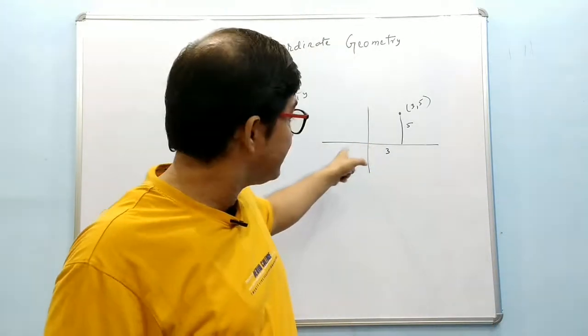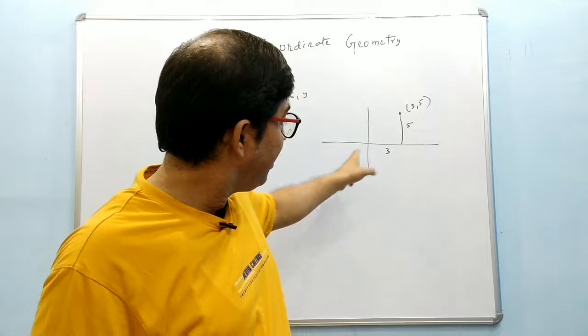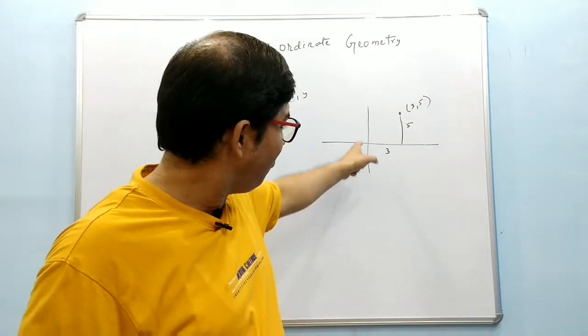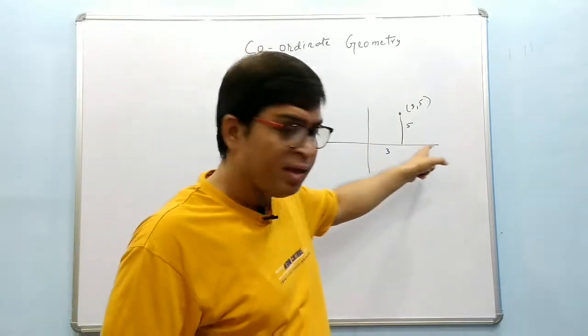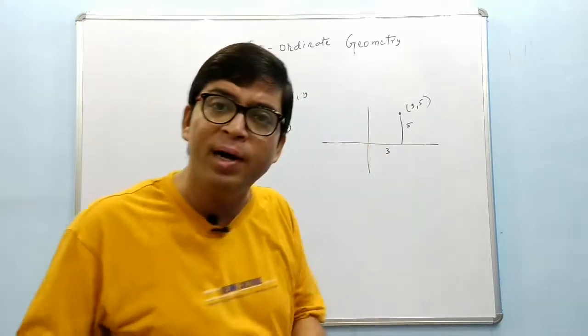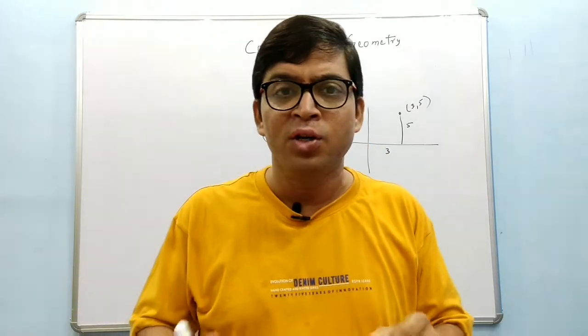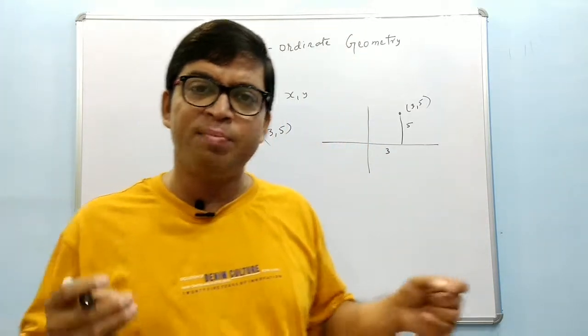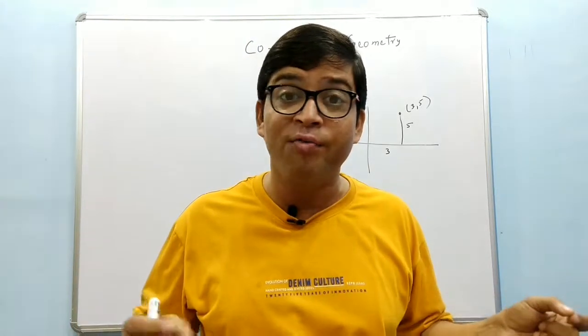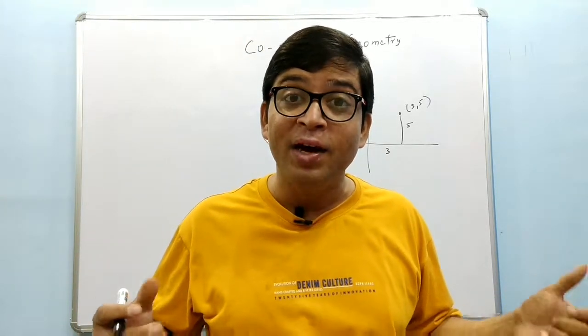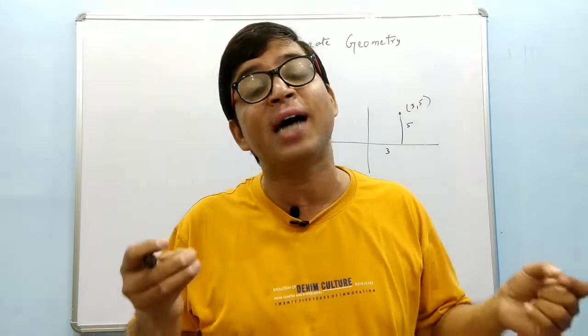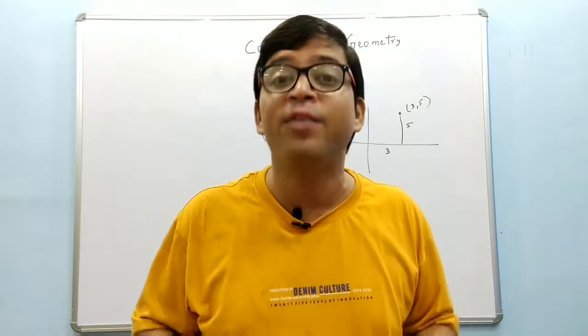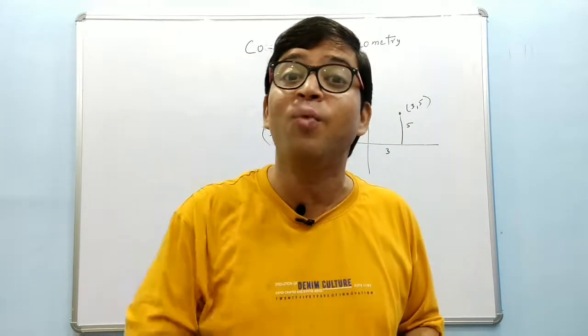Here x is negative but y is positive. Here both x and y are negative. Here you see x is positive but y is negative. So if I say the point is -3, -5, where will it lie? Can you tell me? Of course, both the coordinates are negative, so it will lie in the third quadrant.